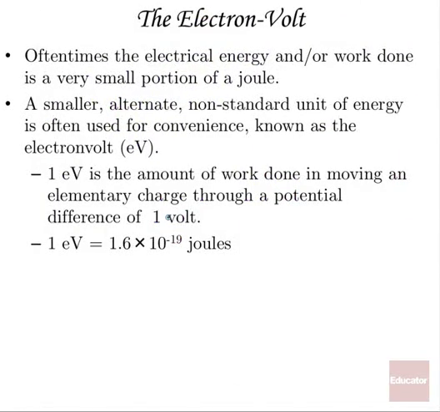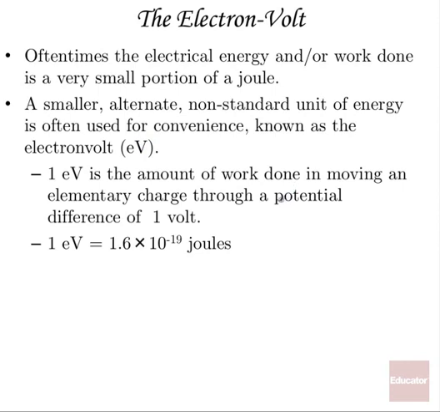Oftentimes, when we're dealing with very small charges, something like a joule isn't a very convenient form of energy. We're talking about things times 10 to the minus 15, 16, 17, 18 joules. It's just not very convenient. So there is another non-standard unit of energy that's very commonly used. It's called the electron volt. It's given the symbol eV, and it's a very small portion of a joule.